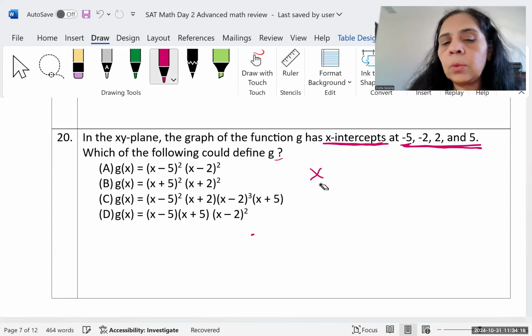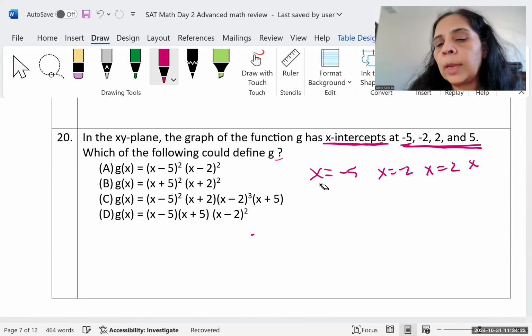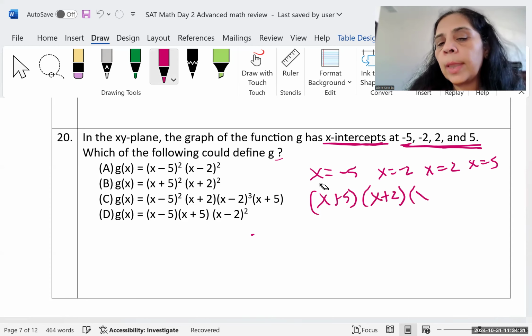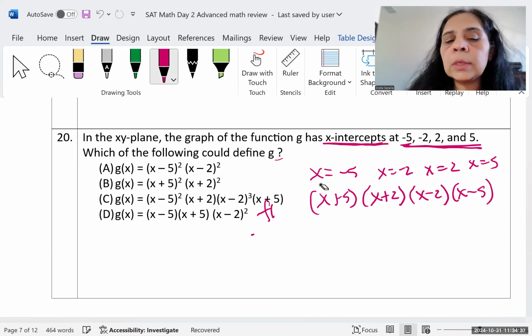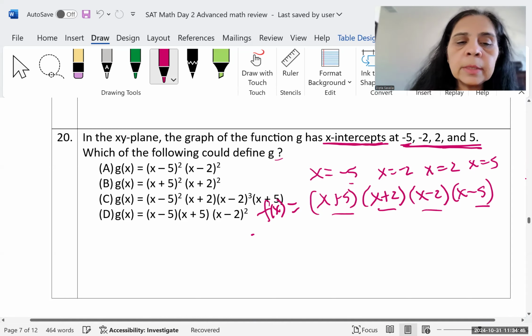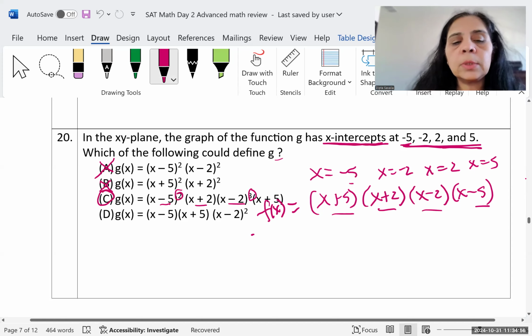You can see x equals negative 5, x equals negative 2, x equals 2, and x equals 5. And then we can make factors from here: x plus 5, x plus 2, x minus 2, and x minus 5. So that function could have any power on any factor, but it has to have these 4 factors. Let's see. We have only 2, so not answer choice A, not B. Third one, we can see we have x minus 5, x plus 2. It could be any power, so answer choice C.